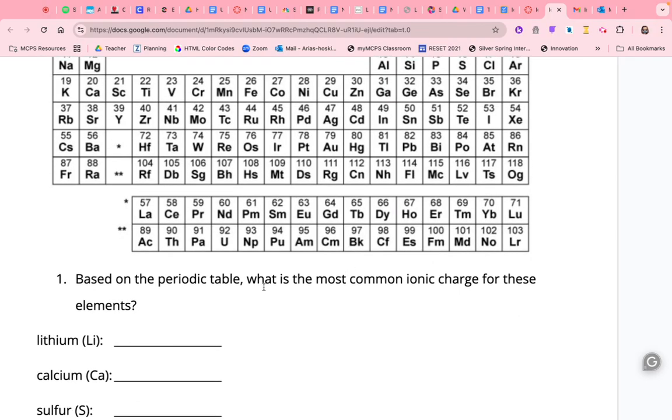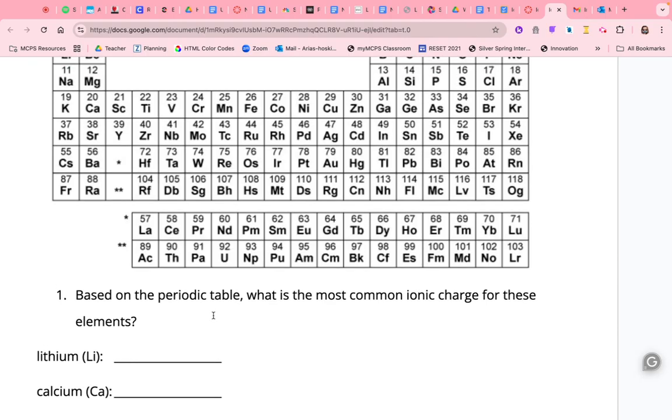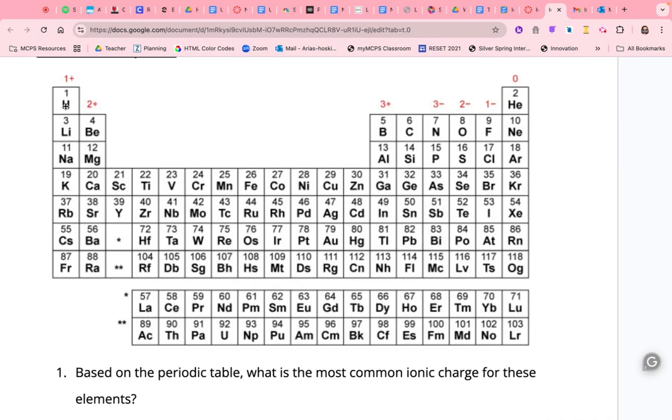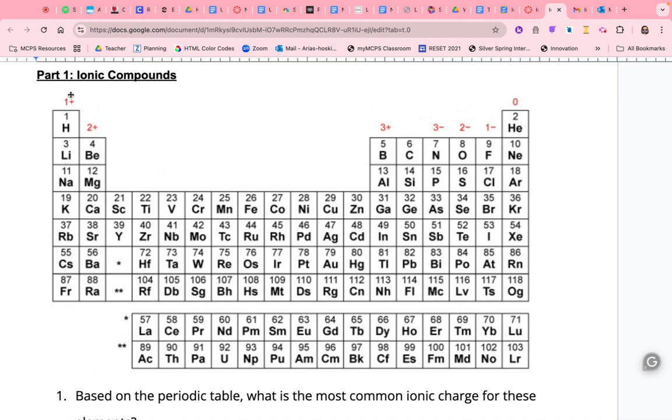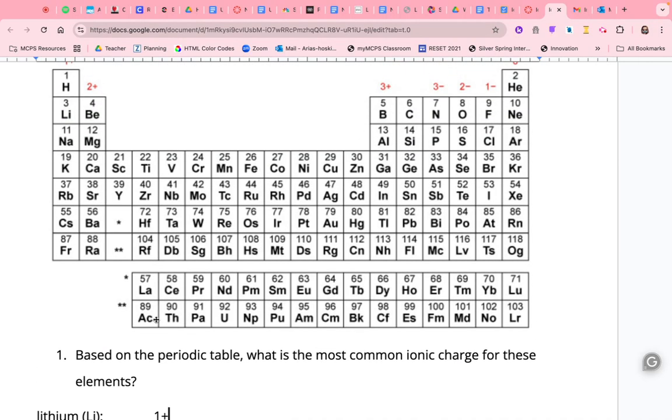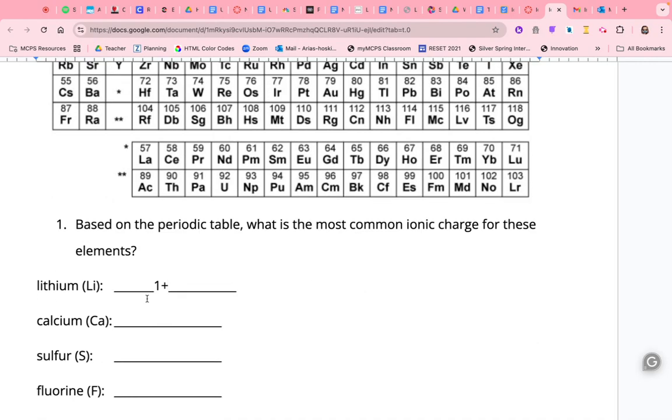It says, based on the periodic table, what is the most common ionic charge for these elements? So if you look in here, Li, lithium, it's number 3, meaning that it lost 1 electron. That's why it's 1 plus. So on your paper, you're going to put here 1 plus. That's it. All right, the next one is calcium. Calcium is Ca, number 20, and it lost 2 electrons. So you're going to put in here 2 plus.